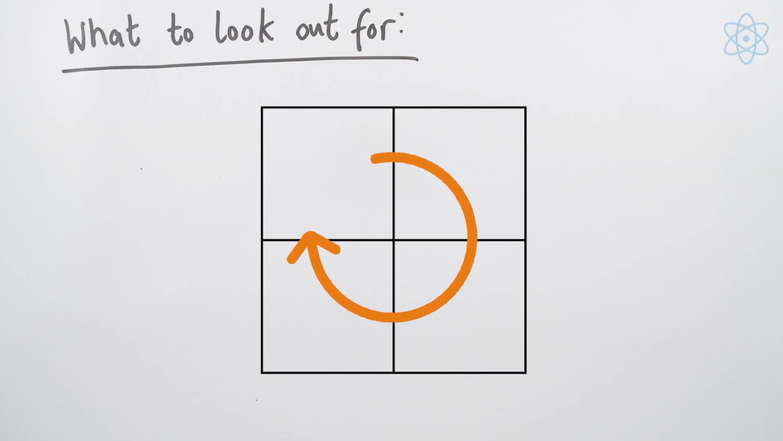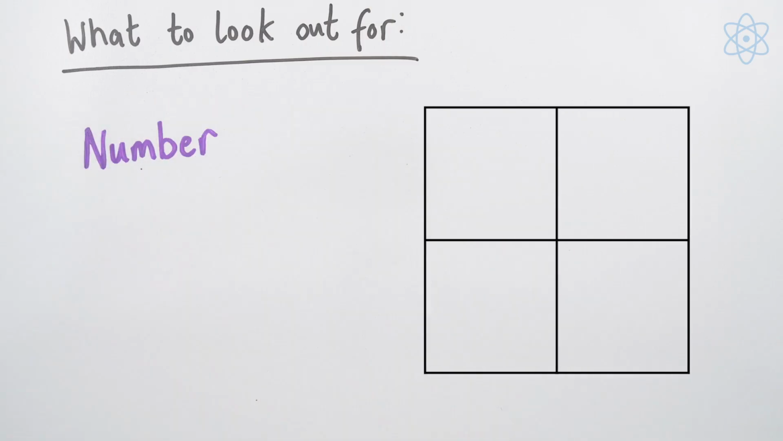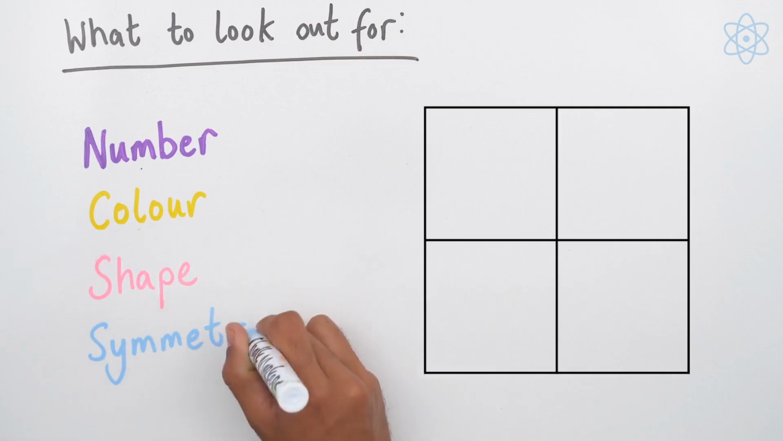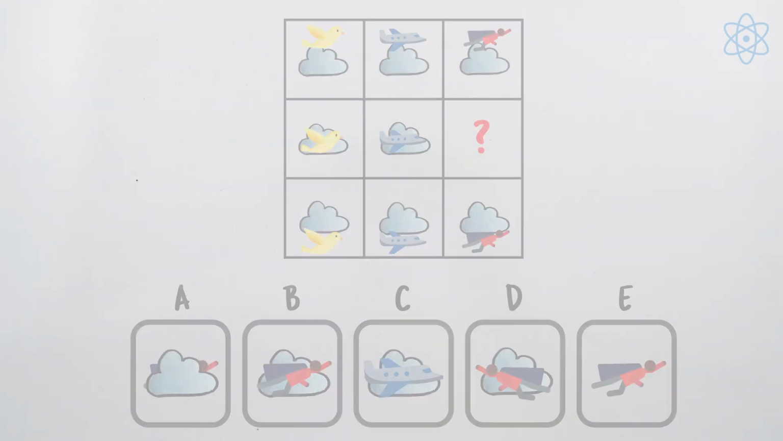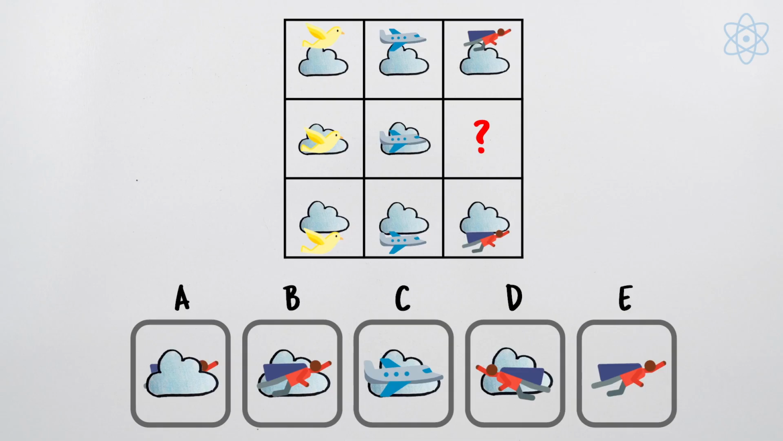The patterns in the matrix might be based upon number, colour, shape, symmetry, or position. So let's jump straight into looking at some questions. We need to work out which of these options should fill the gap in the matrix. What can we notice about the shapes in the matrix? All of the boxes contain a cloud and either a bird, a plane, or a superhero. We can immediately rule out option E. There is no cloud behind the superhero.